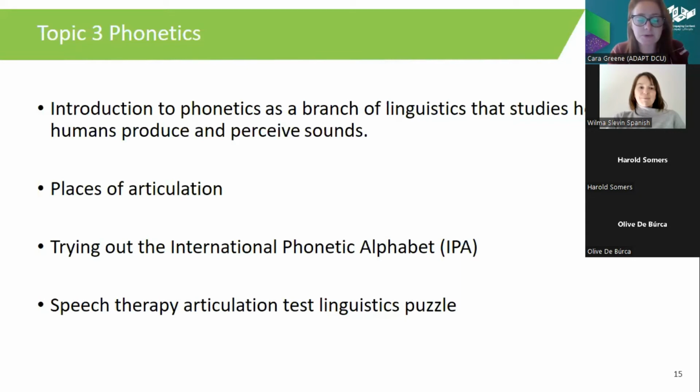The puzzle for this one is a speech therapy articulation test. It's an articulation test of a little boy with a speech delay by a speech therapist. So it's really hands-on, an area of linguistics being used in real life with students.